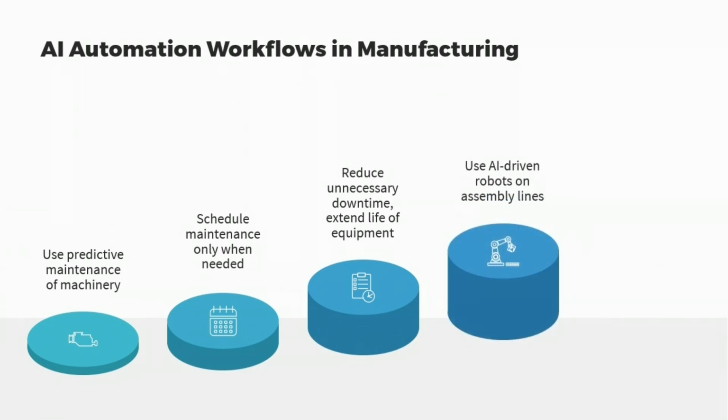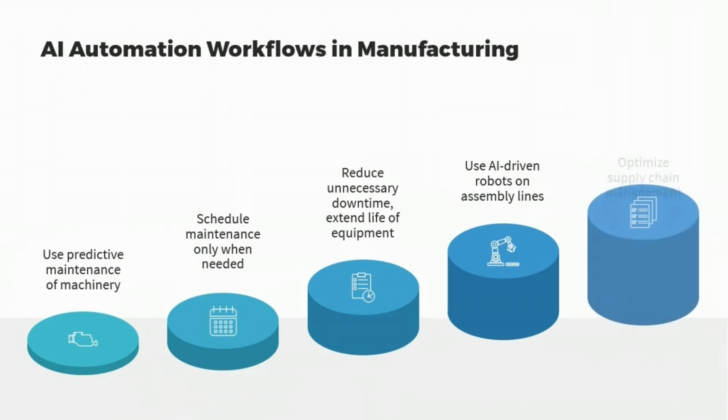And AI-driven robots can automate repetitive tasks on assembly lines, increasing productivity and ensuring consistent quality. And of course, AI automation workflows can optimize the supply chain process, including things like inventory management, demand forecasting, and logistics, improving efficiency and reducing costs.